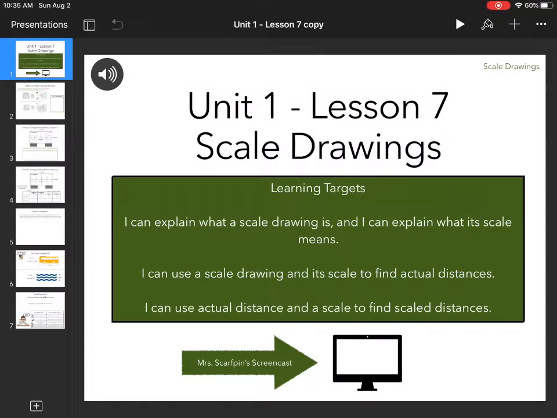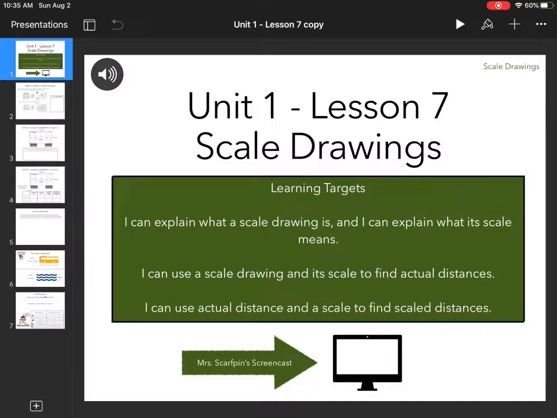Unit 1, Lesson 7, Scale Drawings. I can explain what a scale drawing is, and I can explain what its scale means. I can use a scale drawing and its scale to find actual distances. I can use the actual distance in a scale to find scale distances.